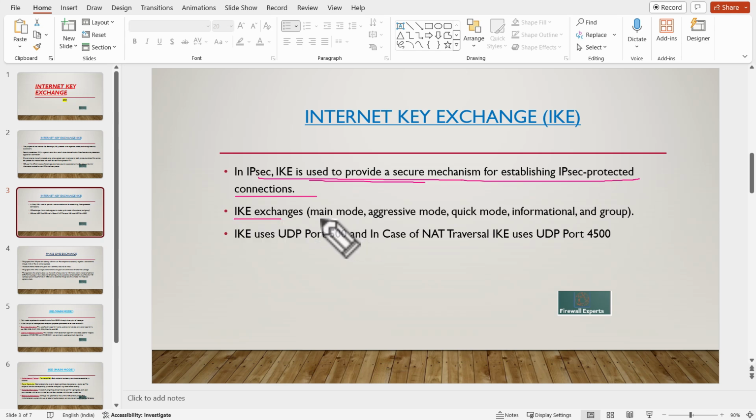IKE exchanges are main mode, aggressive mode, quick mode, information and groups. IKE uses UDP 500, and in case of NAT traversal IKE uses 4500. So these are the port numbers. By default IKE uses 500. If we are using any NAT device in between, then port 4500 will be used.